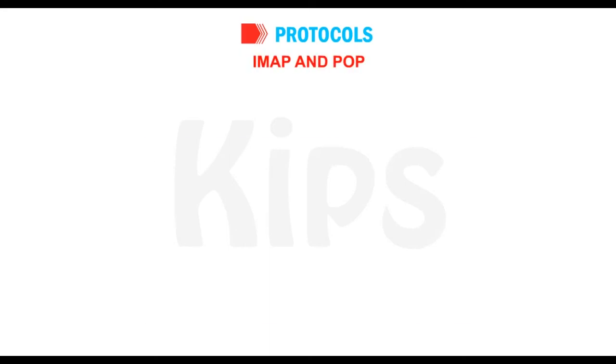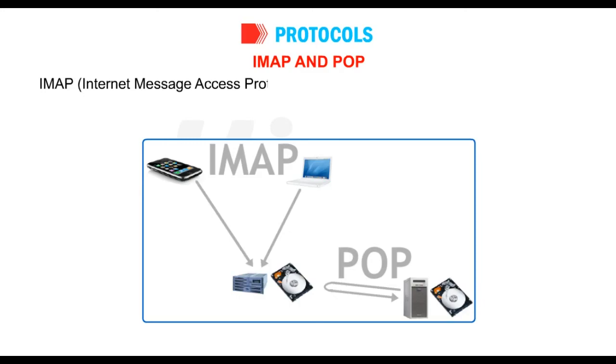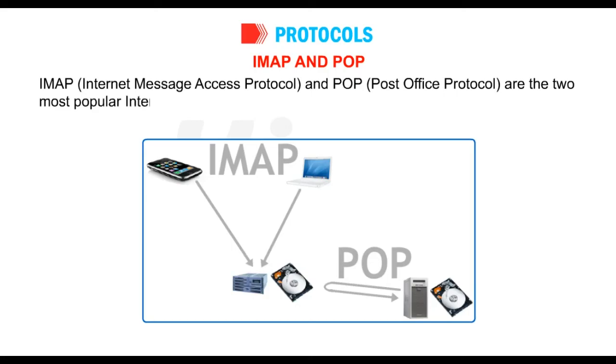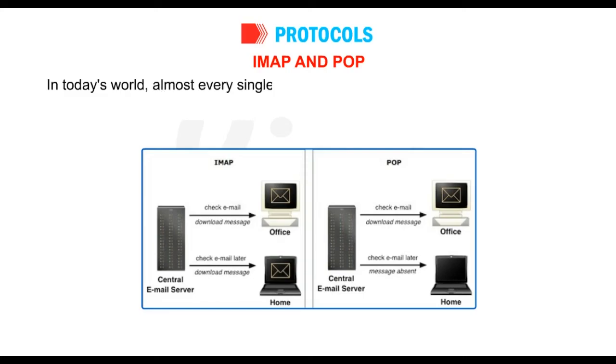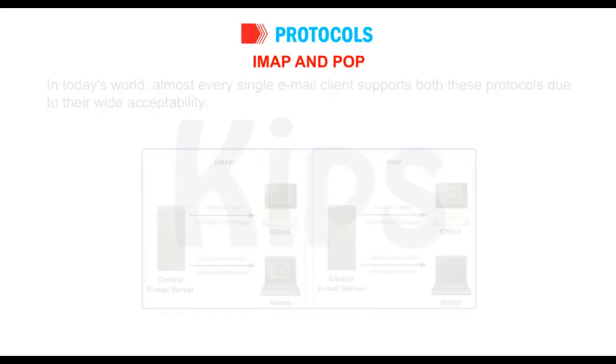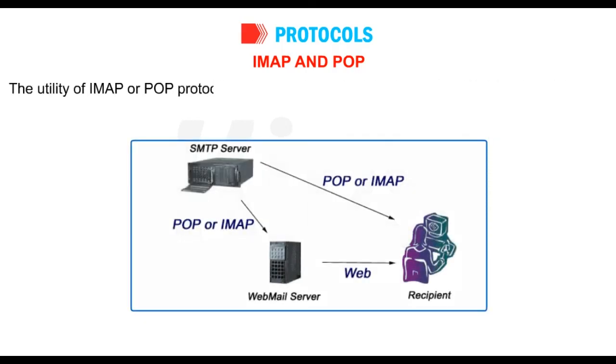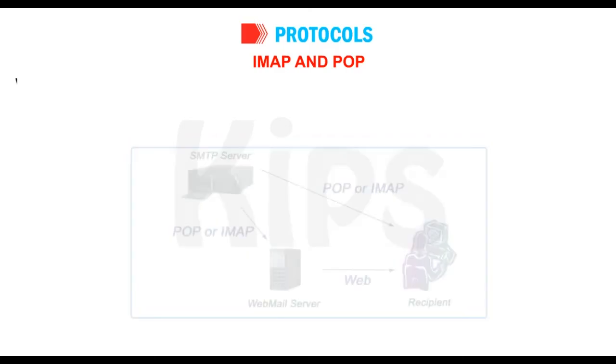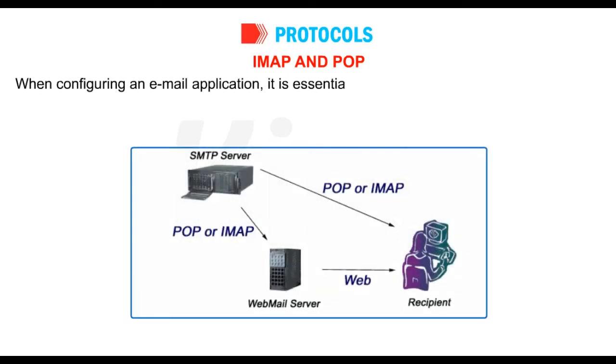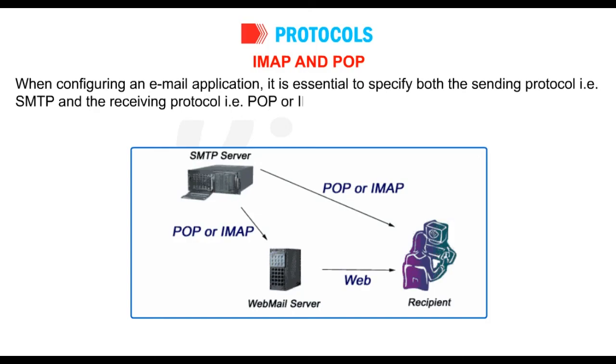IMAP and POP. IMAP, Internet Message Access Protocol, and POP, Post Office Protocol, are the two most popular Internet standard protocols for retrieving emails. In today's world, almost every single email client supports both these protocols due to their wide acceptability. The utility of IMAP or POP protocols varies with respect to their usage in different environments. When configuring an email application, it is essential to specify both the sending protocol, that is SMTP, and the receiving protocol, that is POP or IMAP.